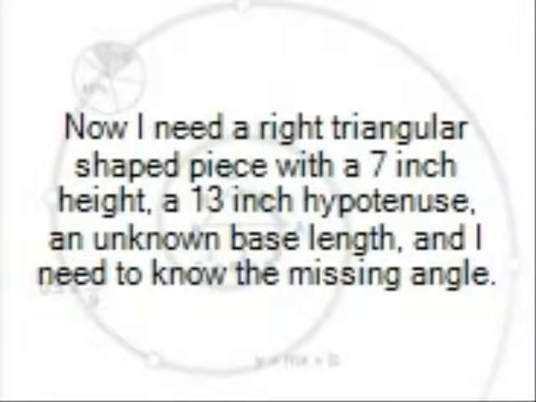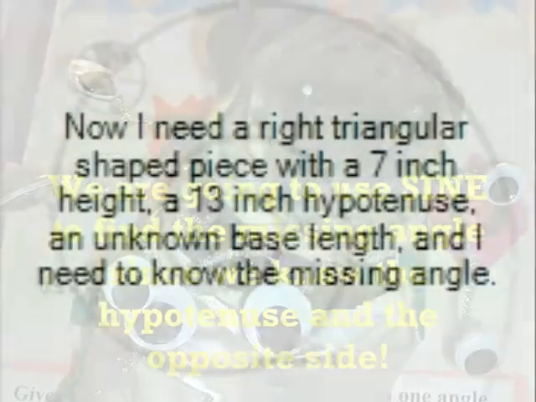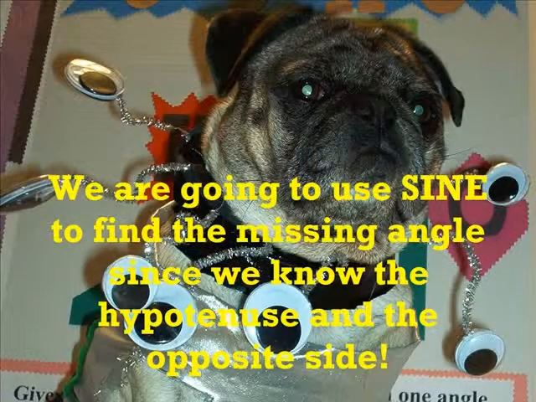Now I need a right triangular shaped piece with a 7-inch height, a 13-inch hypotenuse, and an unknown base length, and I need to know the missing angle. We are going to use sine to find the missing angle, since we know the hypotenuse and the opposite side.